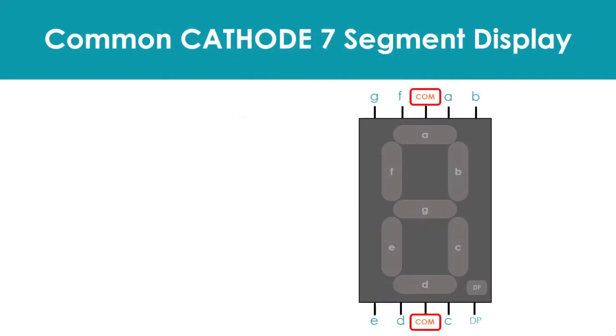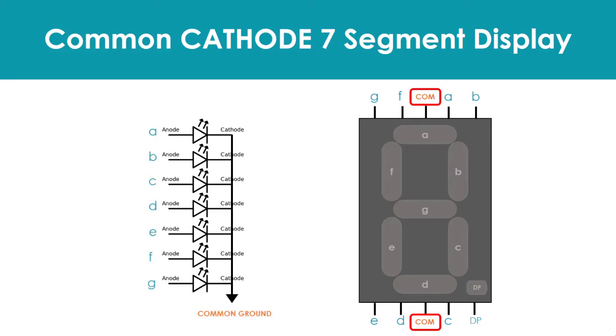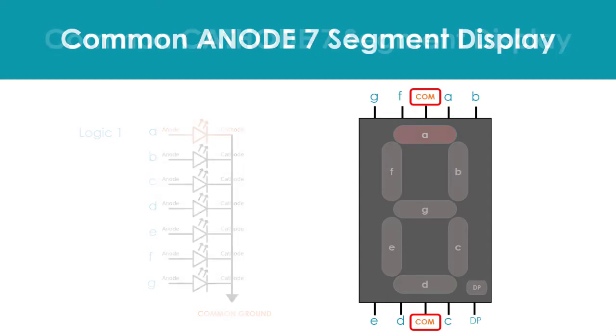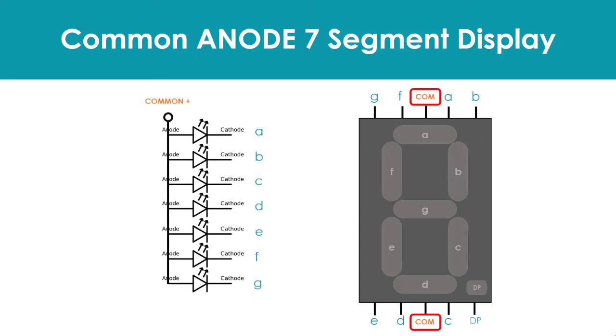In a common cathode display, all the cathode connections of the LED segments are joined together to logic 0 or ground, and the individual segments are illuminated by applying logic 1 or high signal via a current limiting resistor to the anode of the particular segment A to G. However, in a common anode display, all the anode connections of the LEDs are joined together to logic 1. The individual segments are illuminated by applying a logic 0 or ground signal via a suitable current limiting resistor to the cathode of the particular segment A to G.